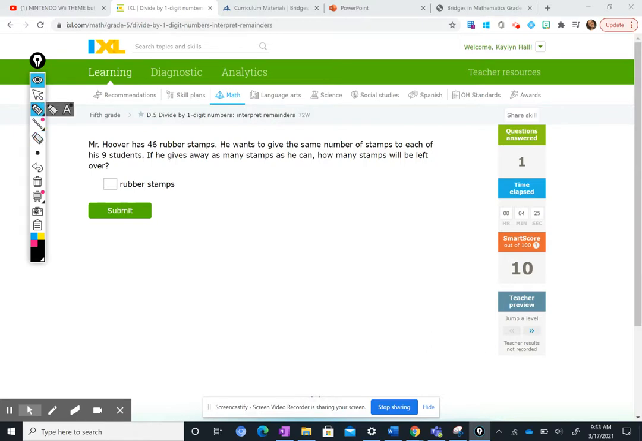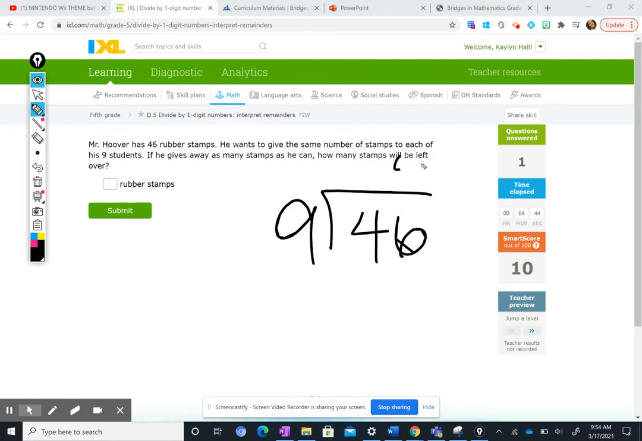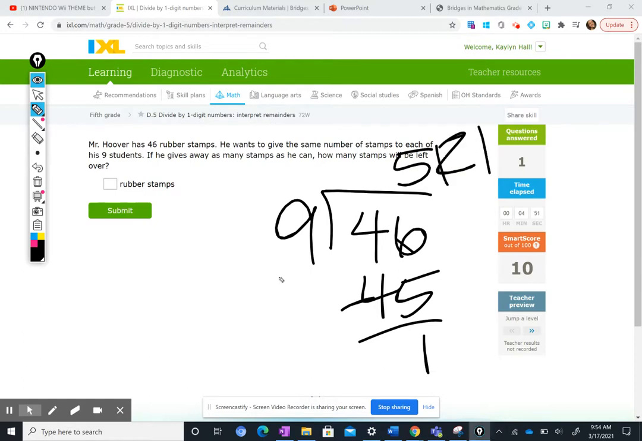This one says, Mr. Hoover has 46 rubber stamps. He wants to give the same number of stamps to each of his 9 students. If he gives away as many stamps as he can, how many stamps will be left over? We know that if he's asking how many will be left over, our answer is going to be whatever the remainder is. So we have 46 divided by 9. 9 goes into 46 5 times. That's 45. So my remainder is 1. So he would have 1 stamp left over.